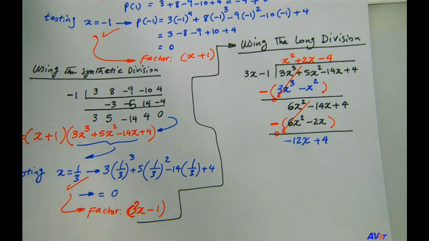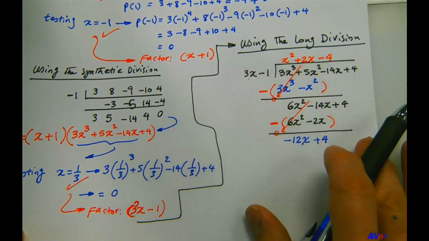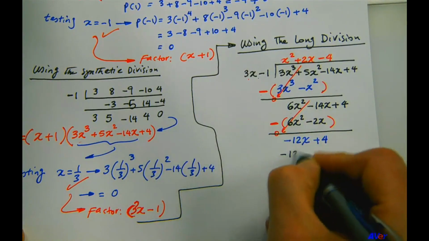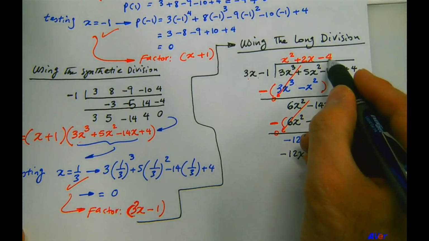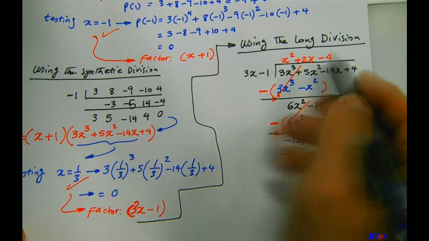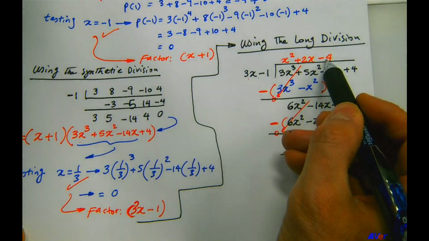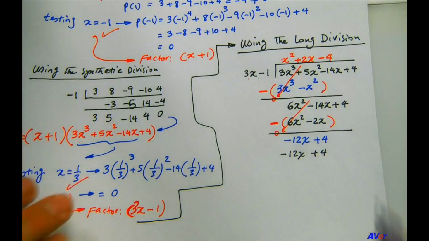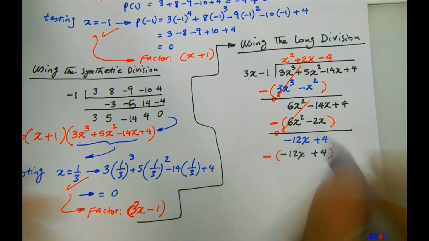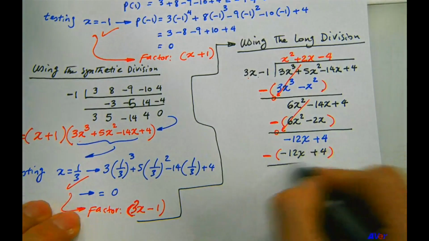Okay, so now we're going to distribute the minus 4 to both terms in the divisor. Minus 4 times 3x, minus 12x. Minus 4 times minus 1, positive 4. As soon as you run out of terms in the divisor to multiply by negative 4, put a parenthesis around it and put a minus in front. Then we're going to do the subtraction.